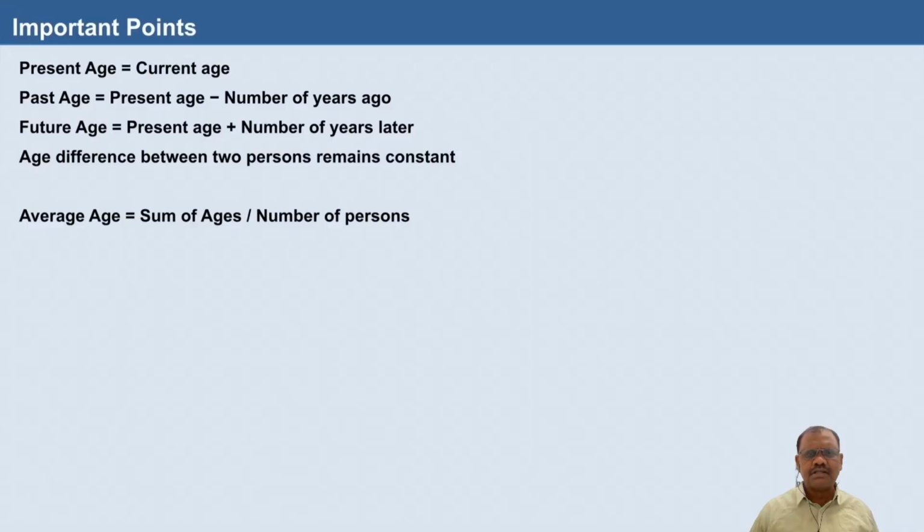So, in this concept, we say present age. The meaning of present age is current age is called present age. And past age is present age minus number of years ago. And future age means present age plus number of years later. Age difference between two persons always remains constant. And average age is nothing but sum of the ages divided by number of persons.